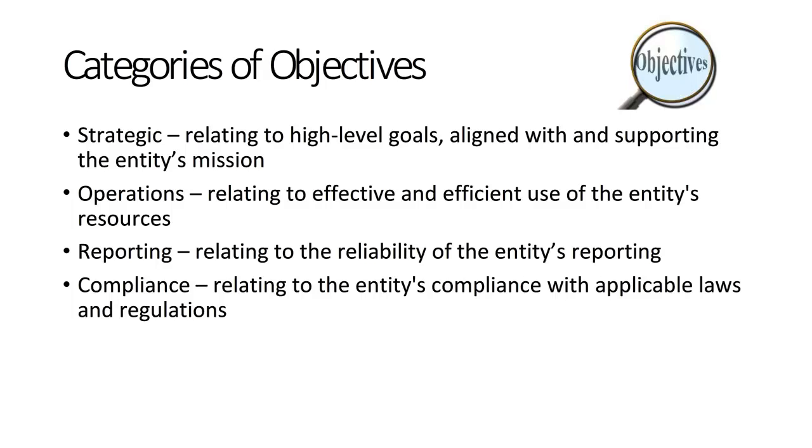COSO defines 4 categories or types of objectives. These are strategic, relating to high-level goals aligned with and supporting the organization's mission. Operations, relating to effective and efficient use of the organization's resources. Reporting, relating to the reliability of the organization's reporting. And compliance, relating to the organization's compliance with applicable laws and regulations.